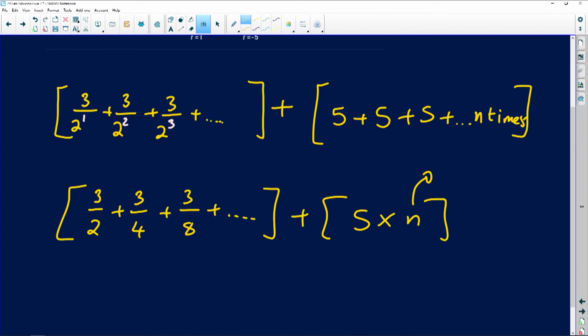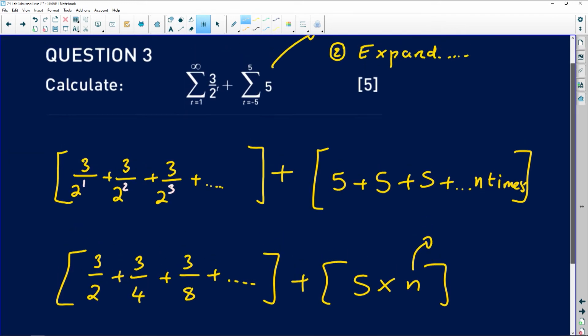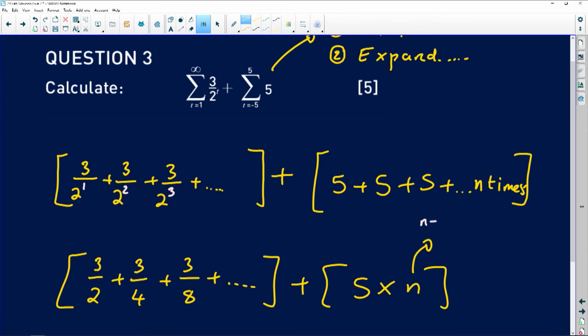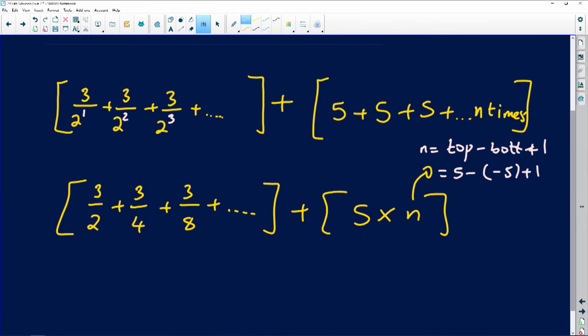The algorithm for working this n value, beautiful people, will always be n equals the top number that you have there minus the bottom number where you are starting, so minus the bottom plus 1. This is the algorithm of working out the number of terms that you are adding in a sigma notation question. So the top number in what we are looking at is 5. So I'm sitting with 5 minus the bottom number, which is minus 5, and then we need to add 1 at the end. That is 5 plus 5, which is 10 plus 1. So in essence, we are simply adding 11 5s in total. This is actually equal to 11.